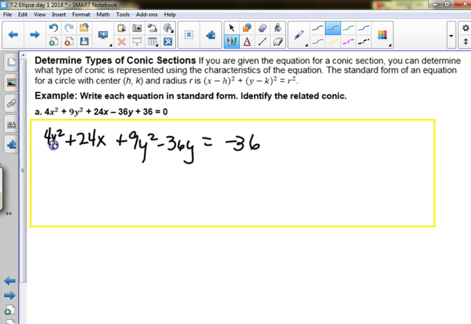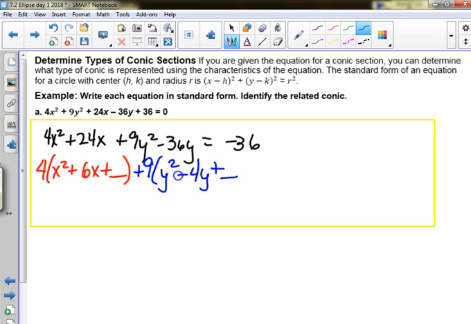Then I'm going to factor out the leading coefficient. So I'm going to have x squared plus what? 6x. And I'm going to put in a blank. And then I'm going to do the same thing to the y's. What am I going to take out? A 9. So I have y squared minus 4y plus blank equals. Now, over here, there was a negative 36. Be careful. That came from here, right, guys? And then we're going to add a red blank, which is going to have a 4 multiplied. And we're going to add a blue blank, which is going to have a 9.